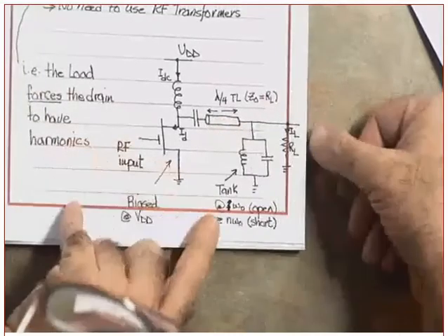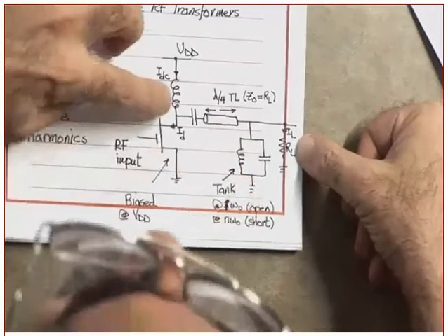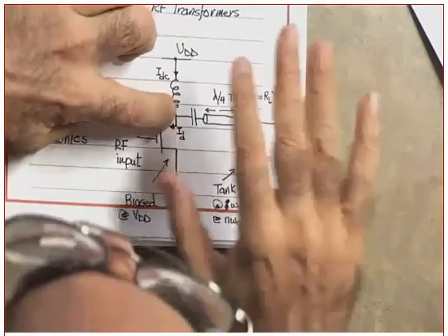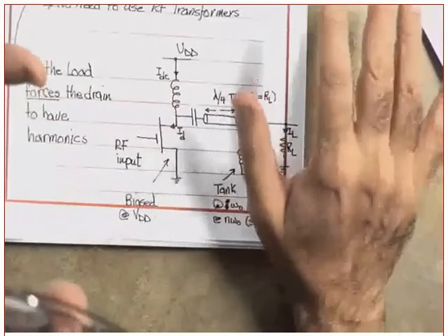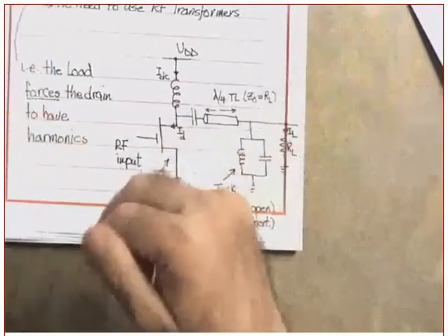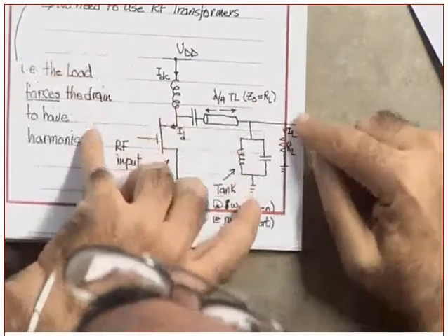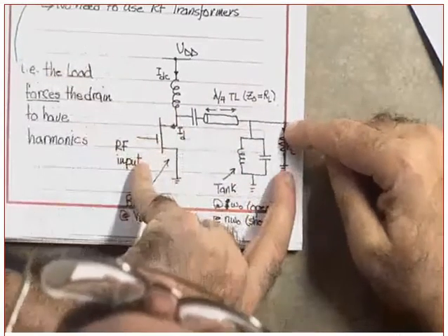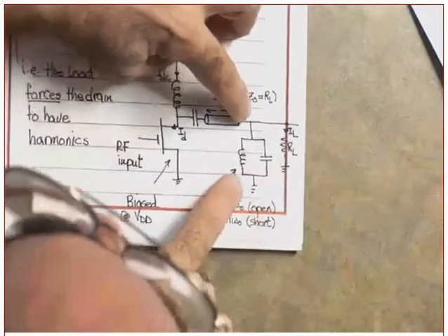Clear? Okay. I want you to see the load. This is a tank circuit. Notice, by the way, we are not switching here. Keep that in mind. You don't see two transistors, one switched off, one switched on. I want you to see what is happening here. What is the load? This is RL. Yes? Okay.